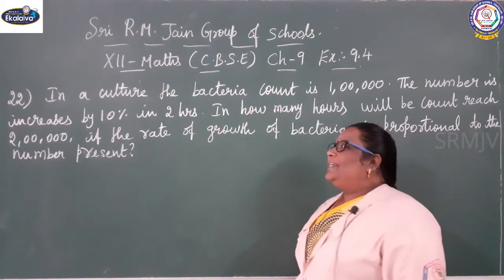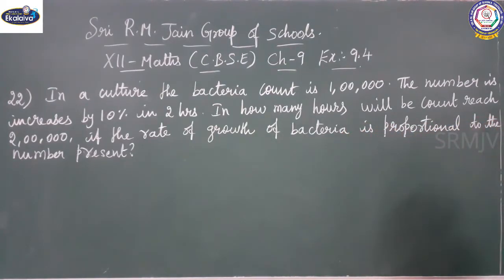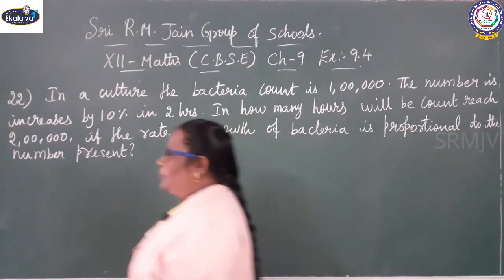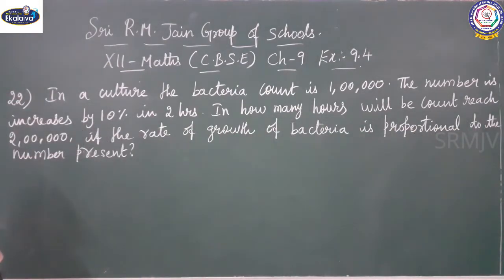See the 22nd sum. In a culture, the bacteria count is 1 lakh. The number increases by 10% in 2 hours. You can just imagine it as a urine culture. The bacteria count is 1 lakh. The number increases by 10% in 2 hours. In how many hours will the count reach 2 lakhs, given that the rate of growth of bacteria is proportional to the number present?